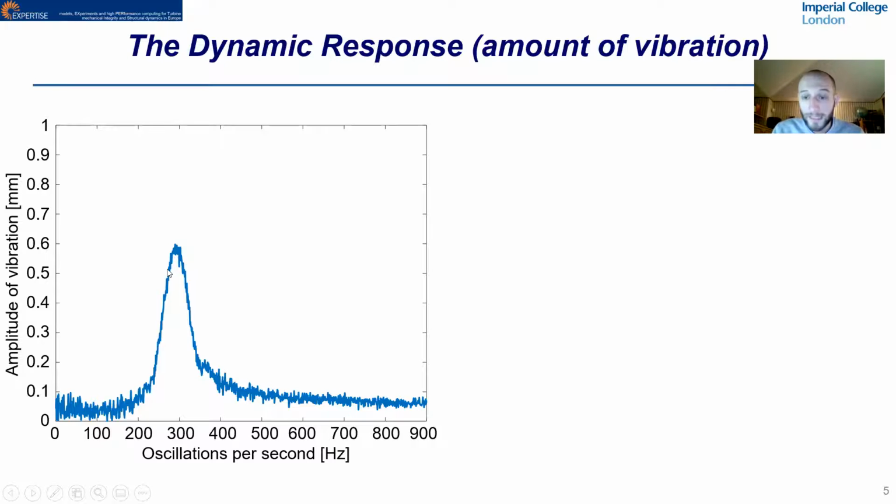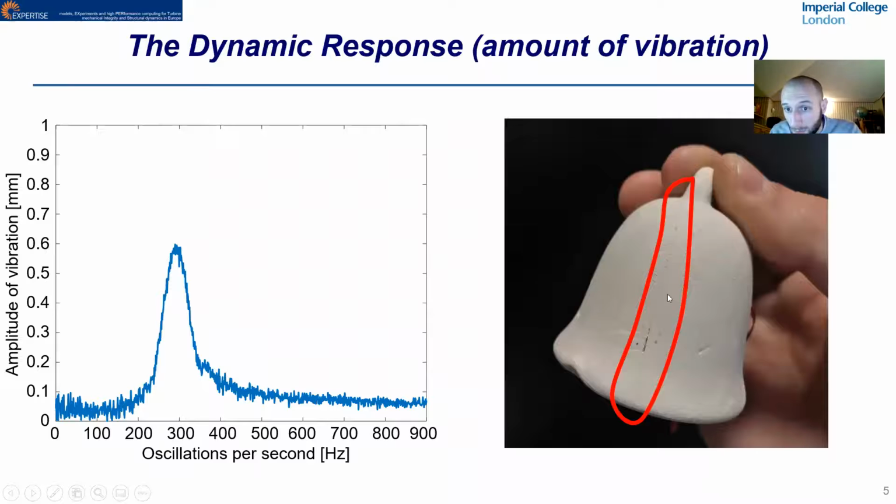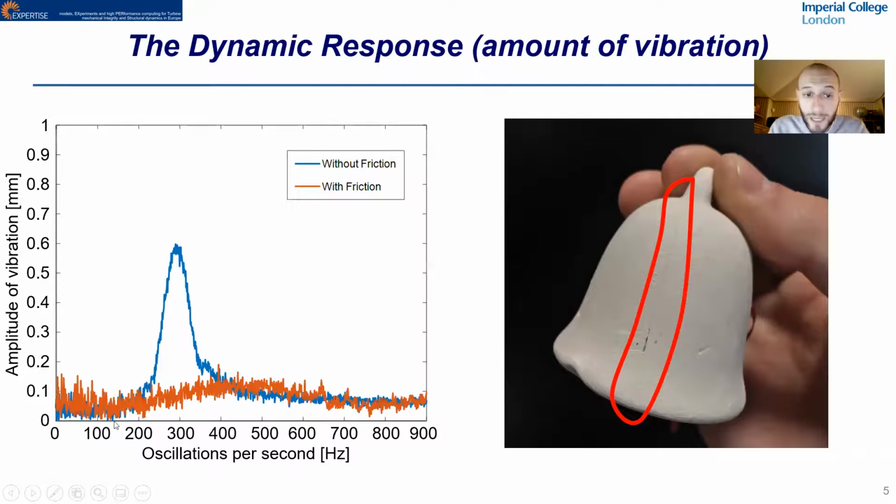Now, if the blade has a crack like this one, when it vibrates, the two interfaces here in contact in the crack will have friction due to relative sliding. And if we plot the sound produced by this broken bell, we would have something like this. In fact, the bell will not produce a sound.